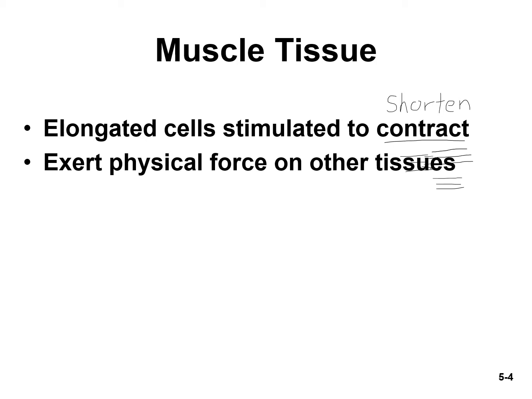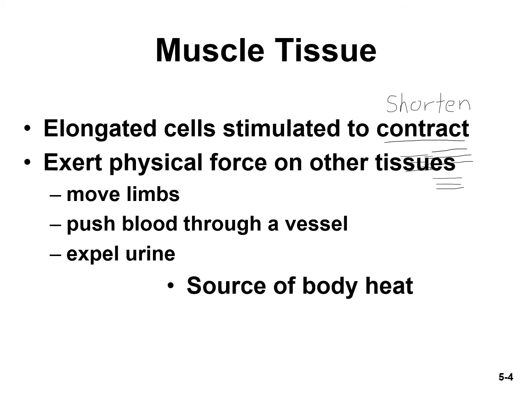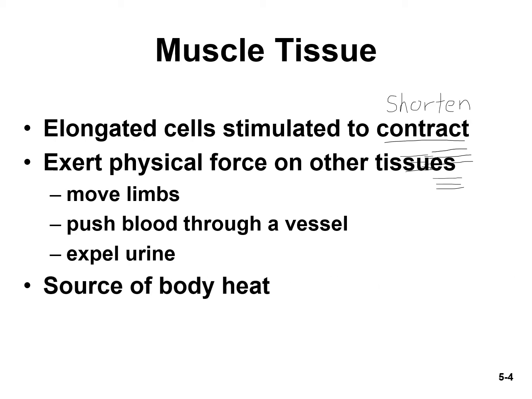So what muscle tissue does is it exerts physical force on other tissues, causing movement, so limb movement, to push blood through a vessel. So our blood vessels will have the muscle tissue known as smooth muscle, and that causes vessels to either dilate or constrict. And, for example, expelling urine from the body, all of these tasks are accomplished by muscle tissue. They are also a source of body heat. So think about when it's cold outside and you start to shiver. Shivering is going to help generate body heat because the movement of those muscles is going to cause more body heat. That helps to warm you up.